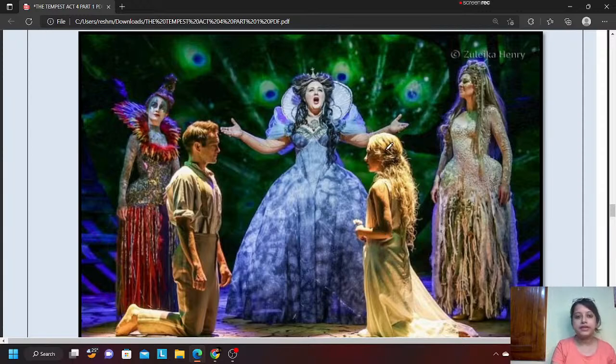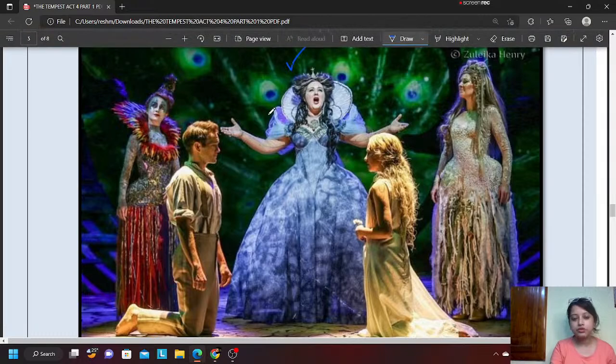Okay, so here we get an idea that there is a rainbow. This is, of course, Juno. The queen is standing right in the middle, and we have the rainbow goddess. She is so colorful. Maybe she is the rainbow goddess over here, the messenger of Juno.